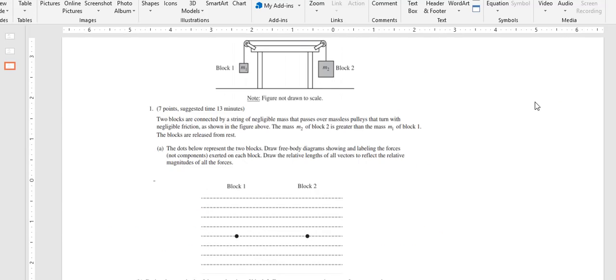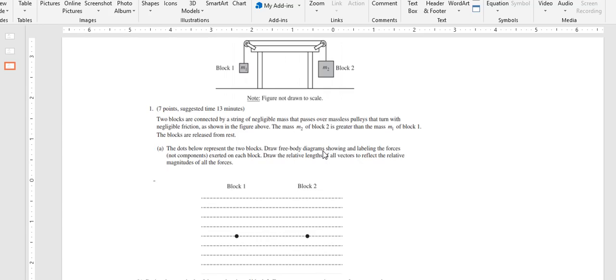Okay, so now I'm going to look at part A. The dots below are represented by the two blocks. Now remember, this is like the official, like, sacred AP dot to draw your free body diagram on. And free body diagrams, of course, only have forces. And the tails of the arrows come out of the dot, which represents the center of the mass, unless otherwise specified. So anyway, don't put velocity here. Do not put acceleration here. Don't put components here. Don't draw a picture here.